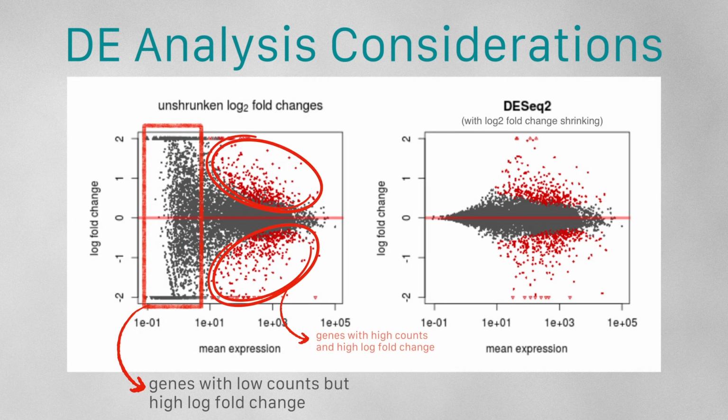Thus, the fold change shrinkage attempts to strongly moderate for genes with low counts, but weakly affect genes with high counts. And in doing so, provide a better visualization of differentially expressed genes.